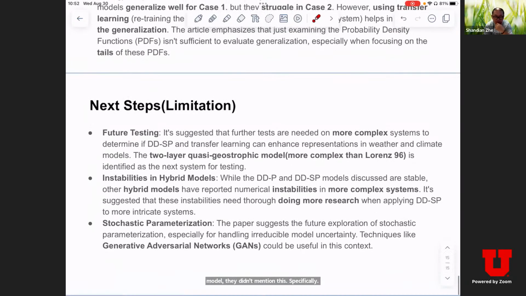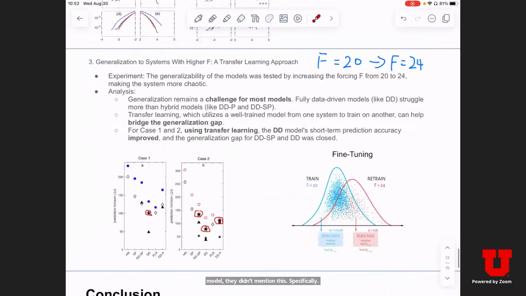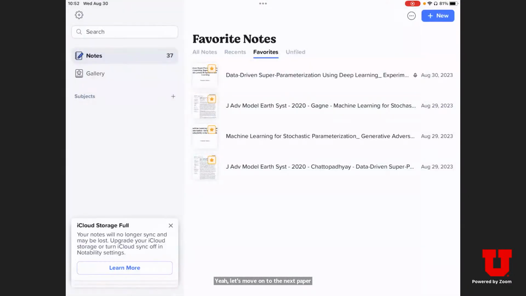Yeah, let's move on to the next paper. Sorry, can I go to the restroom for a few seconds? Sorry. Yeah, sure.